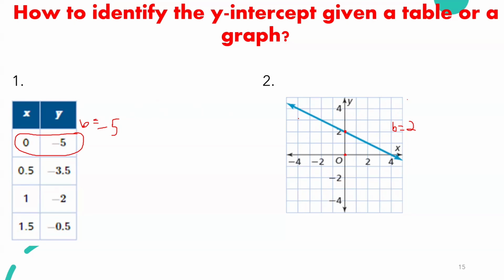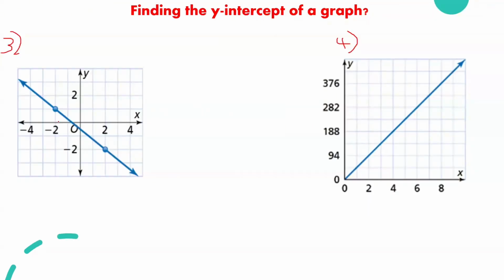It represents the y-intercept. Looking at these two other examples, number 3, what is the y-intercept of this graph? If you notice, the line crosses the y-axis below the origin, so we know that our y-intercept here is going to be negative. Another thing to do is that you must know how to read your scale, so you can know the value of your y-intercept. You must understand your scale.